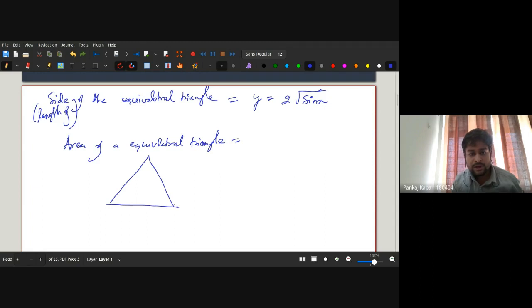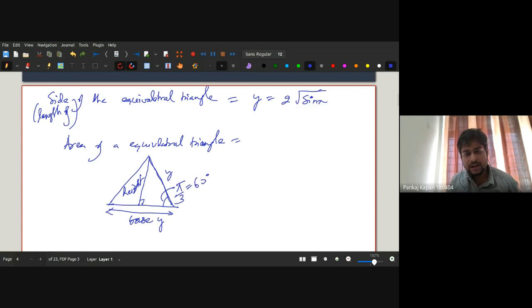It's not difficult, because we know the area of any triangle is always half base into height, right? So this is the length of your base, and then you have to find the height. This particular distance is the height, so this angle must be 90, right? If the base has length y, that means this hypotenuse must be y, right? And because this is an equilateral triangle, what is this angle? This angle must be pi by 3, right? This is a 60-degree angle.